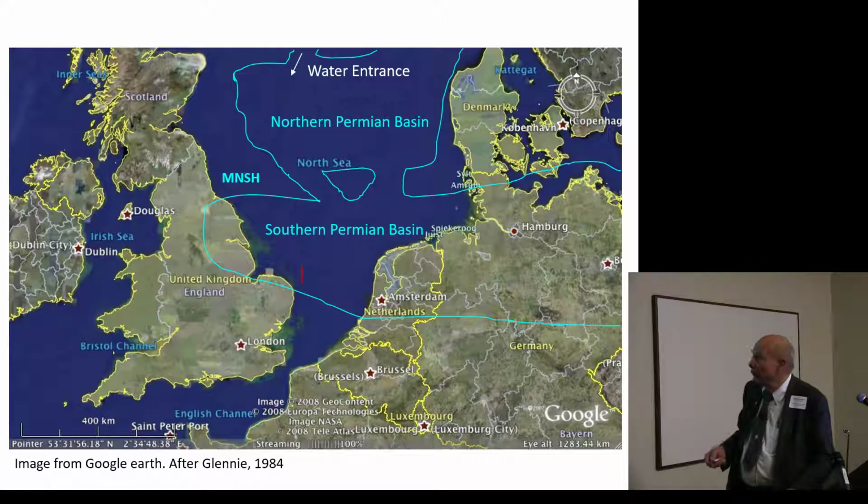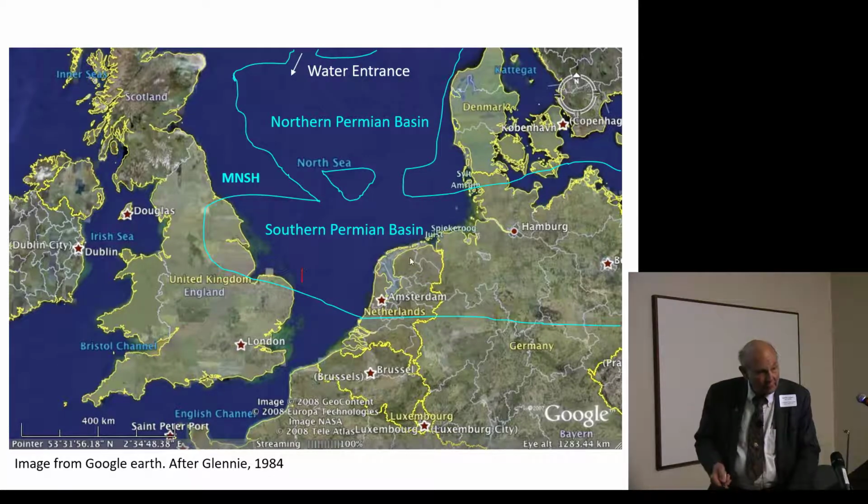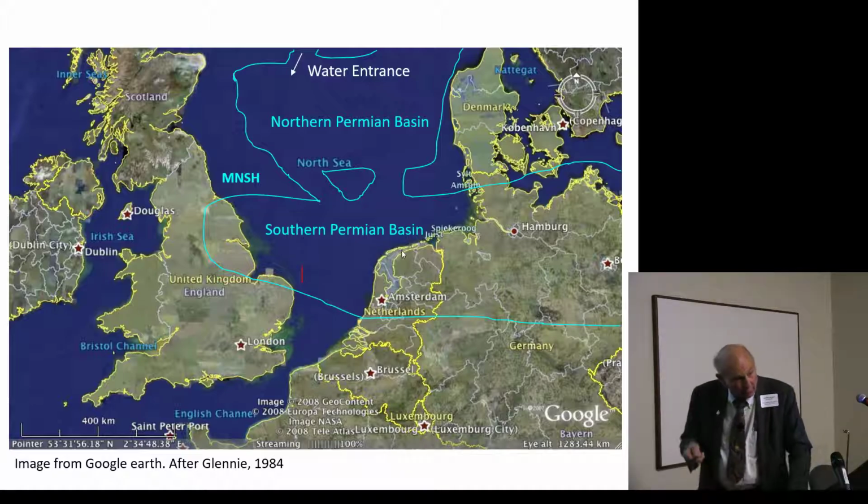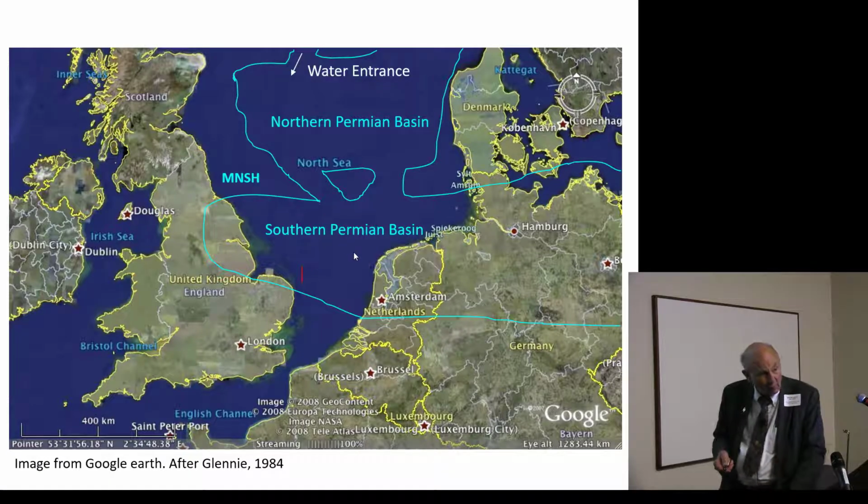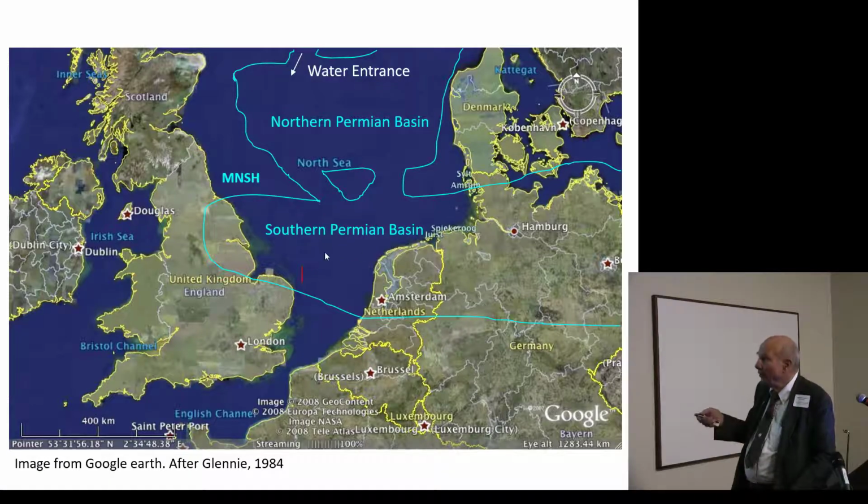And here is the southern North Sea, the Permian Basin. Now above that you've got Permian and then Triassic and Cretaceous. So you've got a whole strat section, but what we're interested in is just the southern. And there's the North Sea.